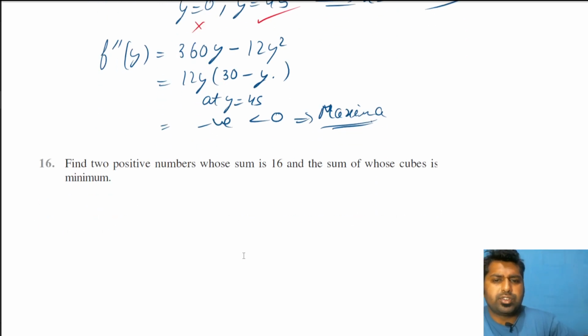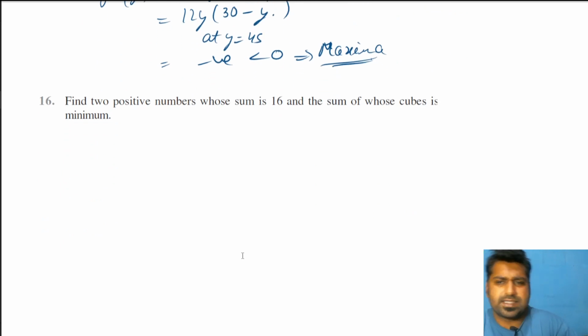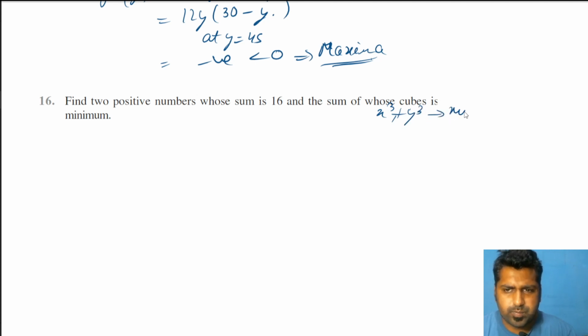He's saying find two positive numbers whose sum is 16 and sum of whose cubes, means let's say two numbers are x and y, right? So one is x, one is y. So x cube plus y cube should be minimum. Sum should be 16, x plus y is 16. You have to solve this.